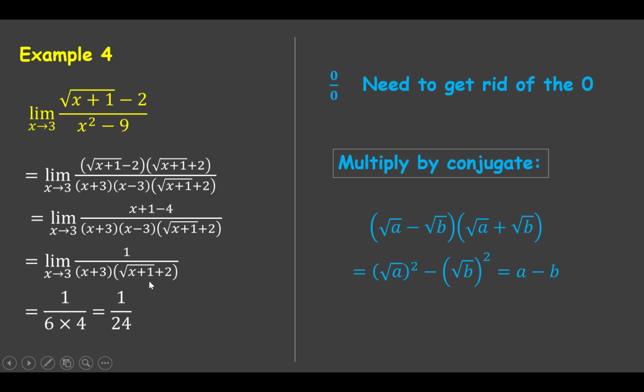Now at this stage, it is no longer 0 over 0 type, so you can substitute x equals 3, and then you get a 6 from here, and over here you get the square root of 3 plus 1, so the square root of 4, which is 2. 2 plus 2 is 4, so 6 times 4. And the final answer is 1 over 24.